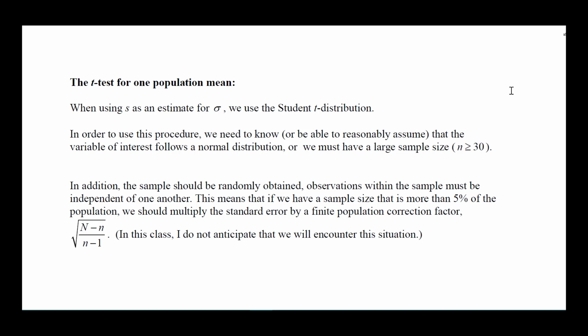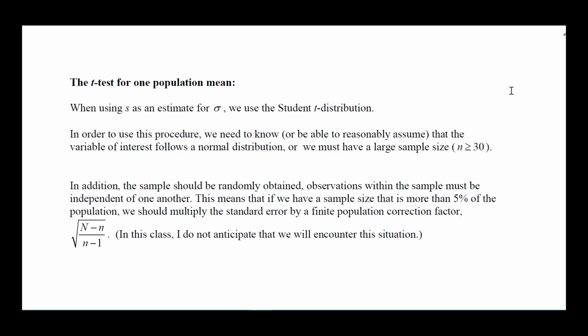Okay, so we're going to use the student t-distribution. This is the same t-distribution that we used when we were constructing a confidence interval when we did not know the population standard deviation. And we used the sample standard deviation as an estimate. Okay, so we're going back to the student's t again.